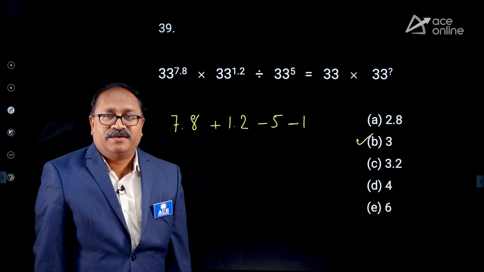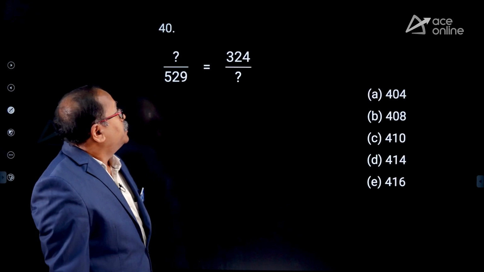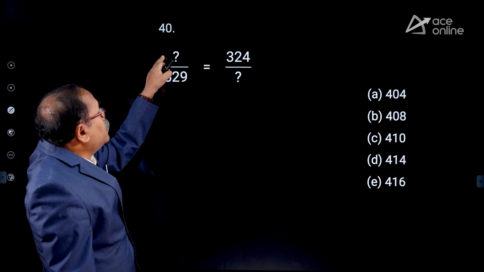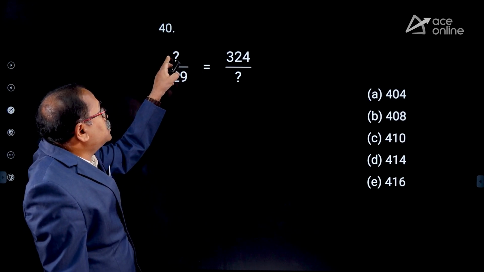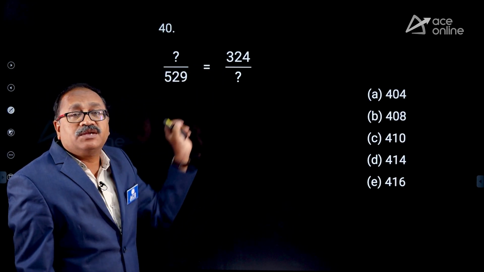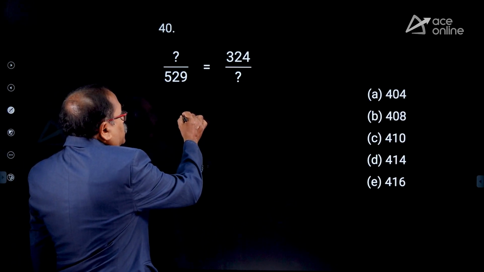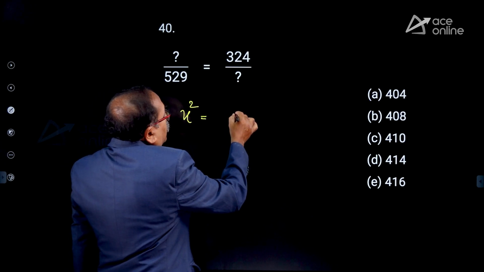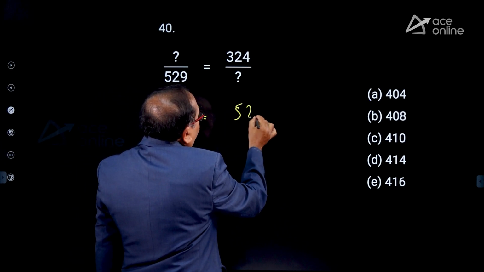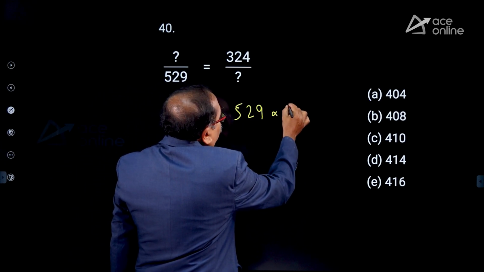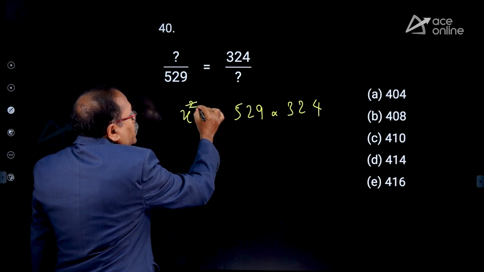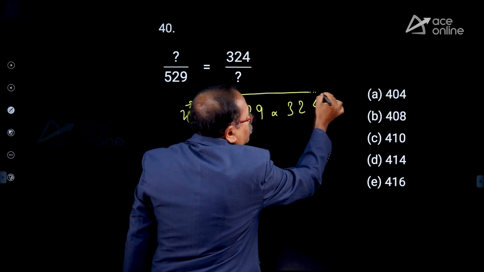Hope it's clear. Next question. Here it is x and here it's x. So when I cross multiply, I get x square is equal to the product of these two numbers. So let's take this as x square, which is equal to 529 into 324. And when I take out the square here, it becomes square root.